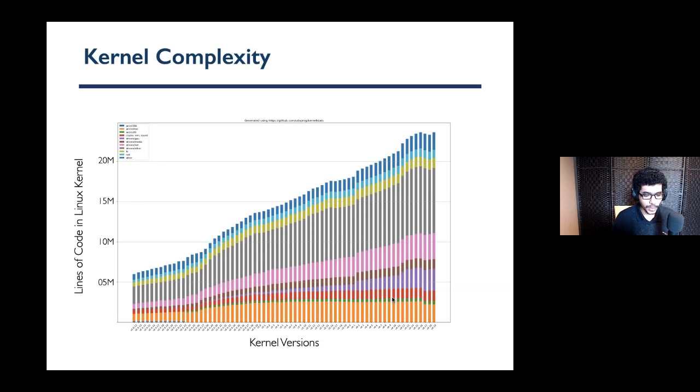So bugs could happen. If you look at just the Linux kernel over the years, this is how many lines of code the Linux kernel has had from version 2.6 to version 4.19. So this trend is not going to go down, right? The complexity of the Linux kernel is going up. And that's basically one piece of evidence for what we've already known about complexity going up.